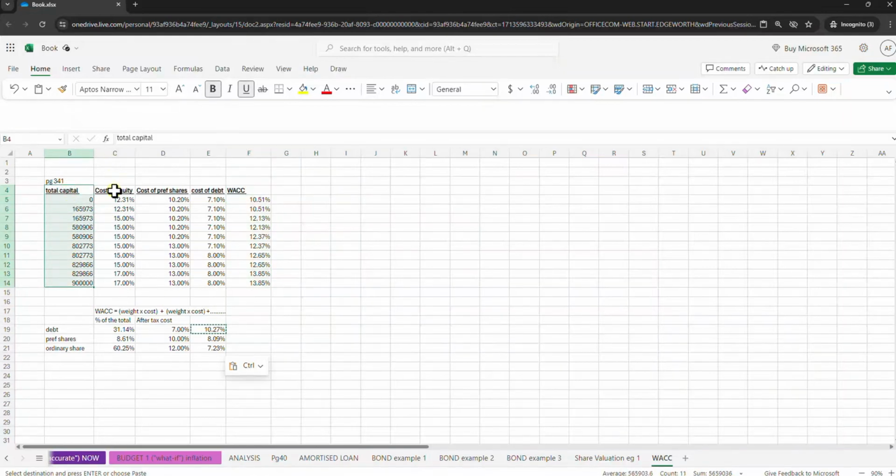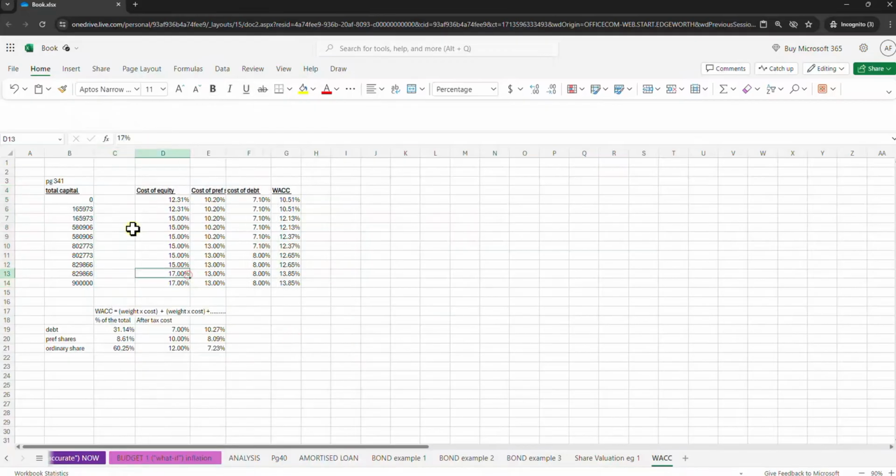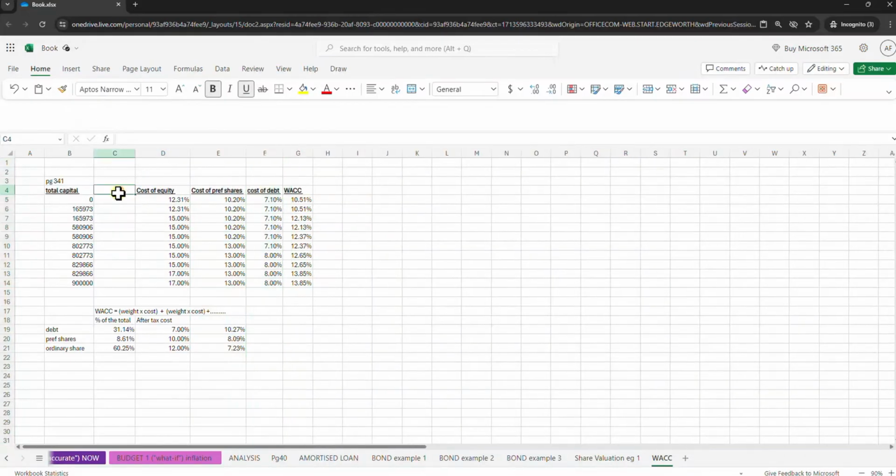I need another column here, so let me just add a column. This is the cost of equity, cost of preference shares, and cost of debt. Here I need a percentage. Oh, we don't have the percentage. Remember, this is the total capital. I don't have the portion of equity and debt and shares. I need the weightings for all of them. Does that make sense?